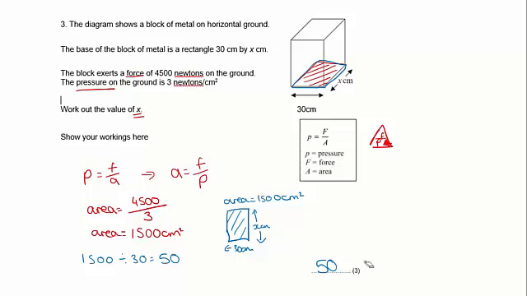Okay, your marks here: your first mark is for dividing the force by the pressure. Your second mark is for a method to find the side, so dividing the area that you've got by the side here, and your final mark is an answer mark.